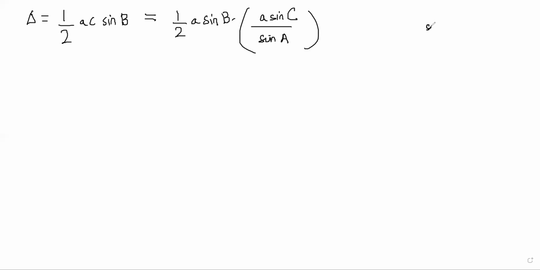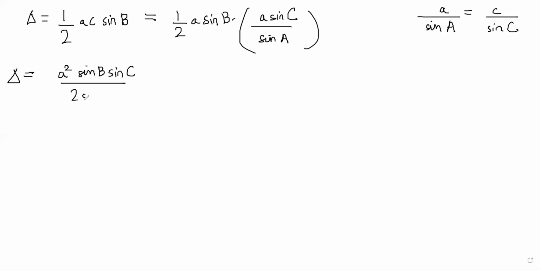How do I know that? Because A by sine A is equal to C by sine C. So C is equal to A sine C by sine A. And this area now becomes A square sine B sine C by 2 sine A.